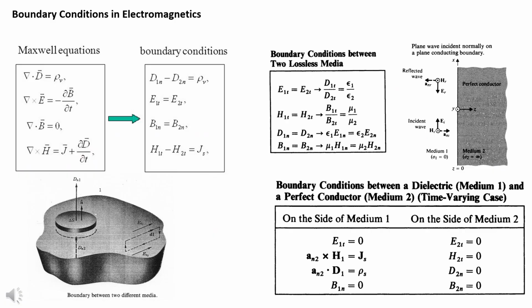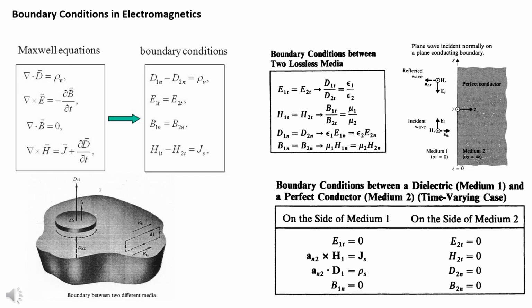In this section, we'll explore the fundamental role of boundary conditions in electromagnetics, which are essential for understanding how electromagnetic fields interact with surfaces and interfaces between different media. These boundary conditions are not just theoretical. They are directly derived from Maxwell's equations, the cornerstone of electromagnetic theory.